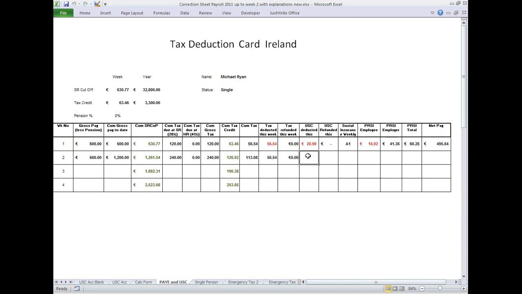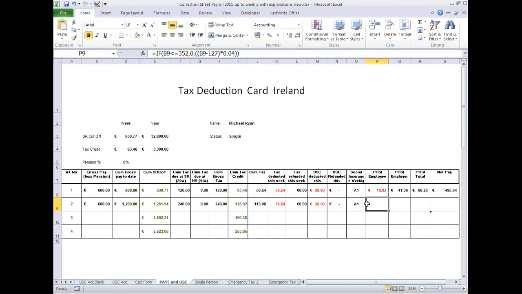And again, USC, you do that off sheet. You can fill that in there, and we may as well change that to red there, as it said deduction. USC refund, there won't be any refund. Again, the stamp is an A1 stamp, but we needn't get hung up over that.